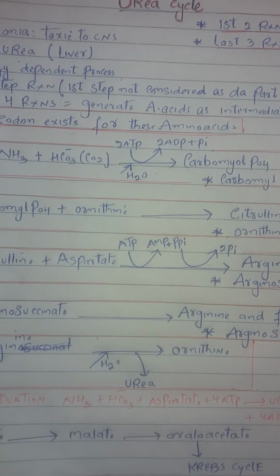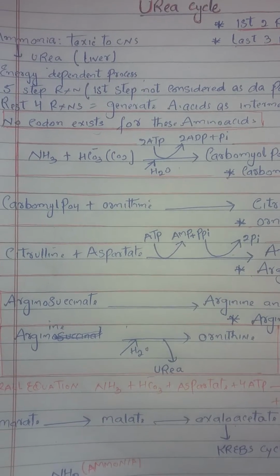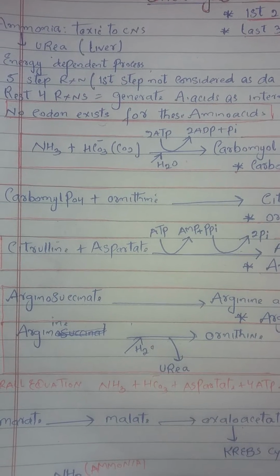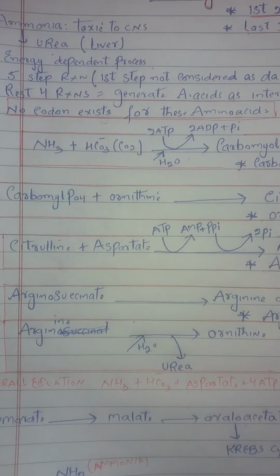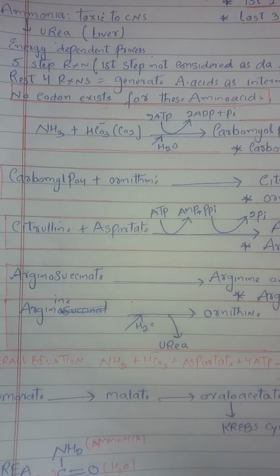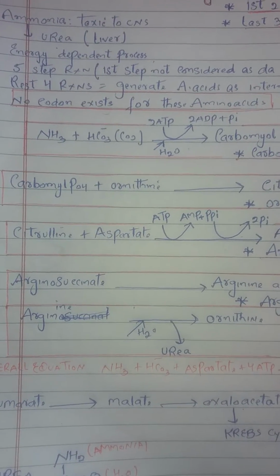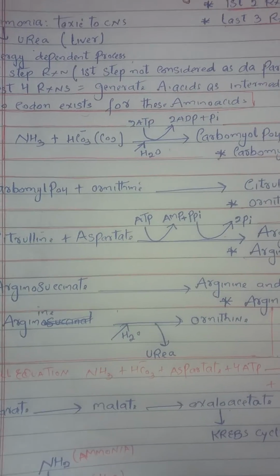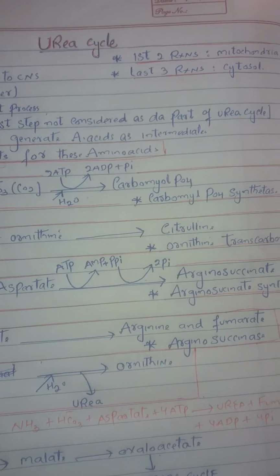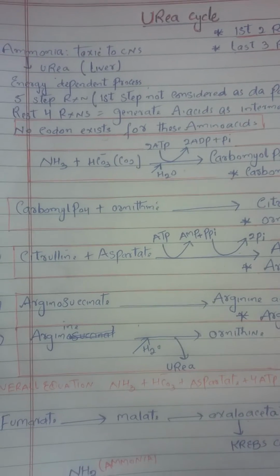In the rest of the 4 reactions, they generate amino acids as intermediates. The main thing about these amino acids is that they have no codons coding for them. Otherwise, we know we have 61 codons which code for all the different types of amino acids, which in turn form proteins. The amino acids formed in the urea cycle have no codons coding for them. So we conclude that the amino acids produced as intermediates of the urea cycle do not form proteins. Of the 5-step reaction, the first 2 reactions occur in the mitochondria, and the last 3 reactions occur in the cytosol or cytoplasm.